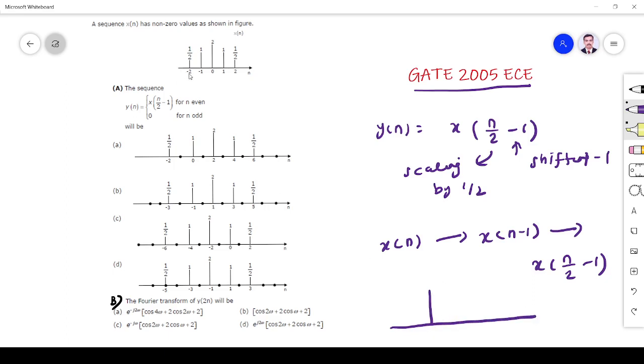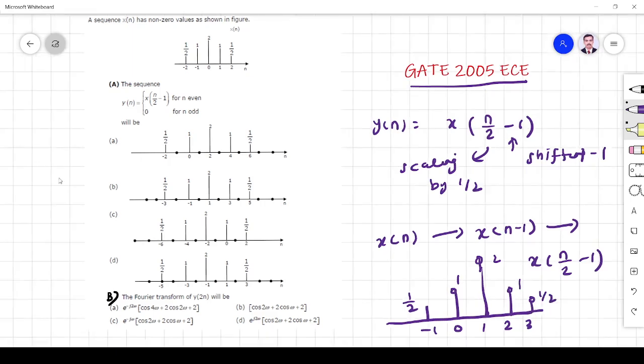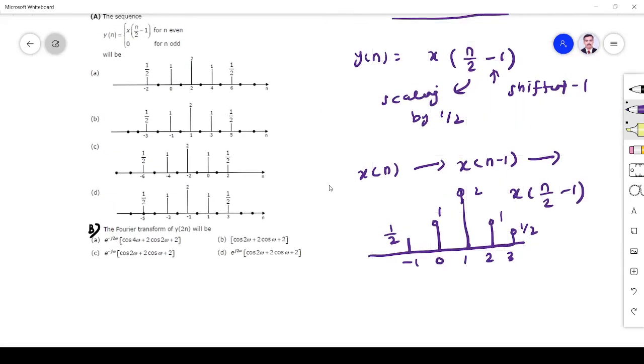So from minus 2, it will go one shift right, to minus 1. It will start from minus 1, 0, 1, 2, 3. At minus 1 the value is 1 by 2, at 0 it is 1, at 1 it is 2, at 2 it is 1, and at 3 it is 1 by 2. This is x of n minus 1.